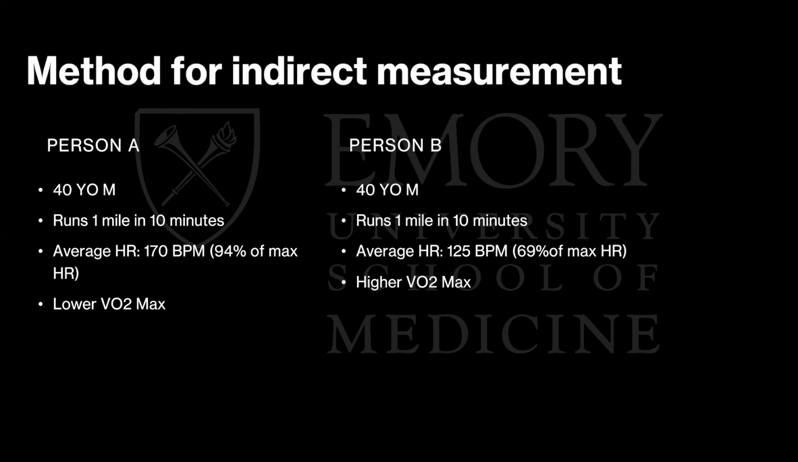So now looking into some of the indirect measurements. This is kind of how Apple and Garmin, all these watches and things, predict what your VO2 max is. So say we have two people, person A and person B, both 40 years old, and they're going to run 1 mile. In this case, both are going to run 1 mile in 10 minutes.